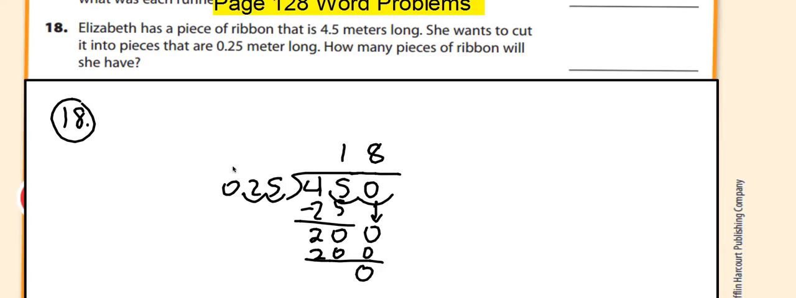It was right here. It got moved 2 places to the right. Then it goes straight up. You get 18 whole. Let's see if that makes sense. Reread the final question. How many pieces of ribbon will she have? She will have 18 pieces of ribbon.